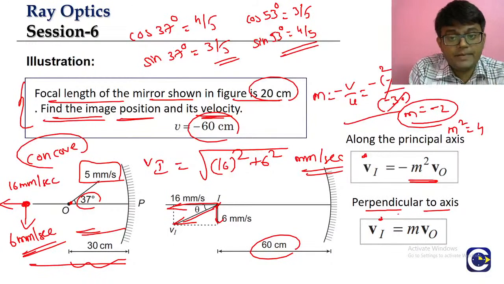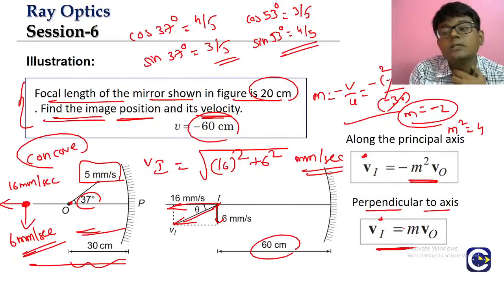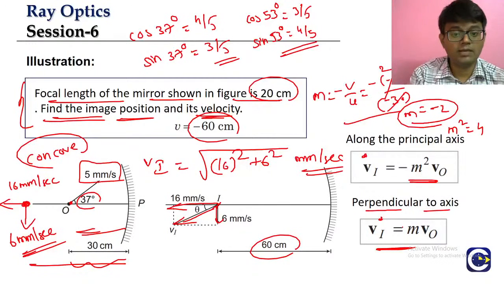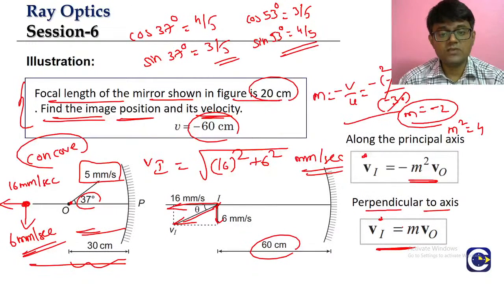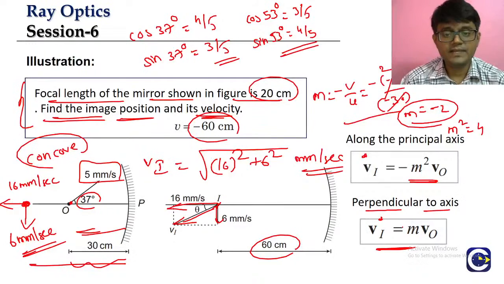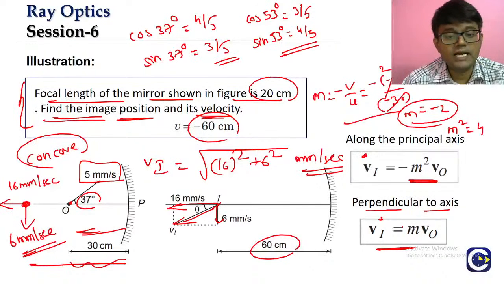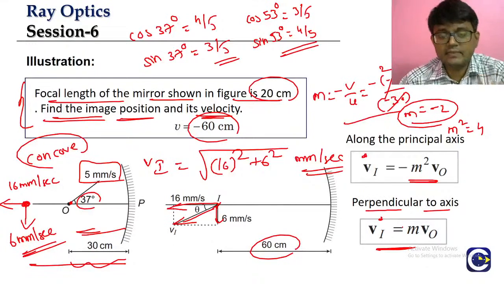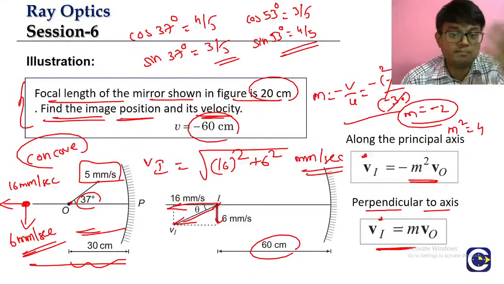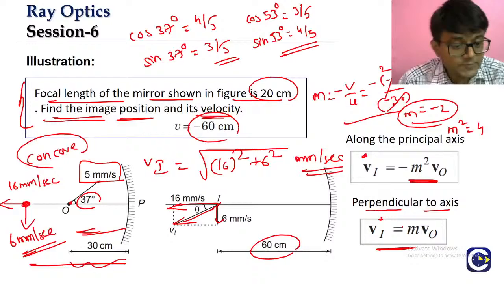Component perpendicular to the axis, what is it? Vi is equal to what? M into Vo. These two formulae, remember, the image velocity and object velocity formulae, mean we will be able to answer any type of question that can come. Okay guys, so this is about the velocity relations when it comes to spherical mirrors. Already we have seen the plane mirror. Now we are covering the spherical mirror part.